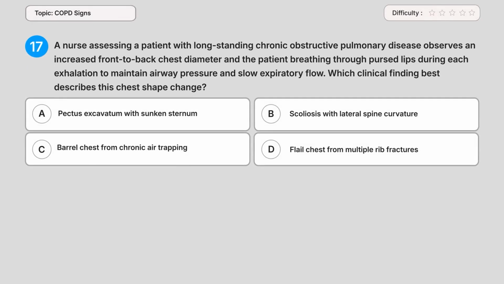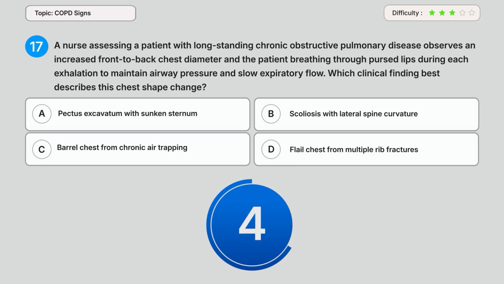17. A nurse assessing a patient with long-standing chronic obstructive pulmonary disease observes an increased front-to-back chest diameter and the patient breathing through pursed lips during each exhalation to maintain airway pressure and slow expiratory flow. Which clinical finding best describes this chest shape change? A. Pectus excavatum with sunken sternum. B. Scoliosis with lateral spine curvature. C. Barrel chest from chronic air trapping. D. Flail chest from multiple rib fractures. Can you guess the answer?